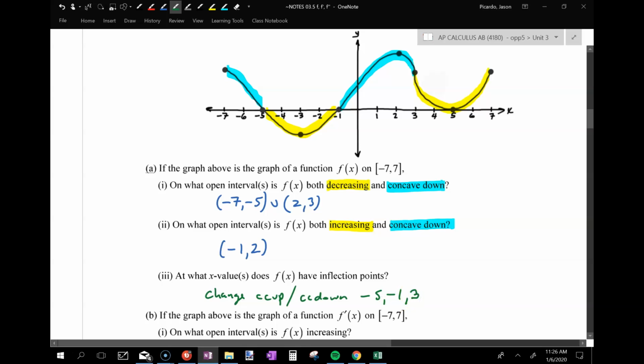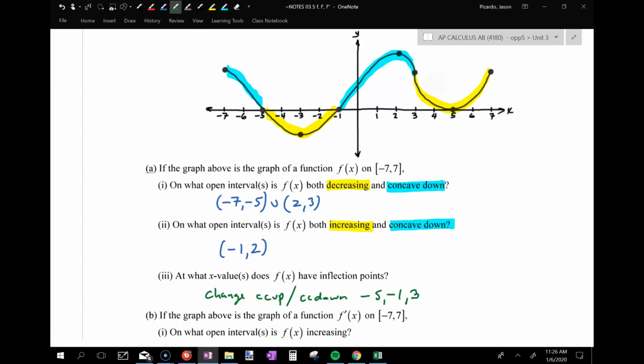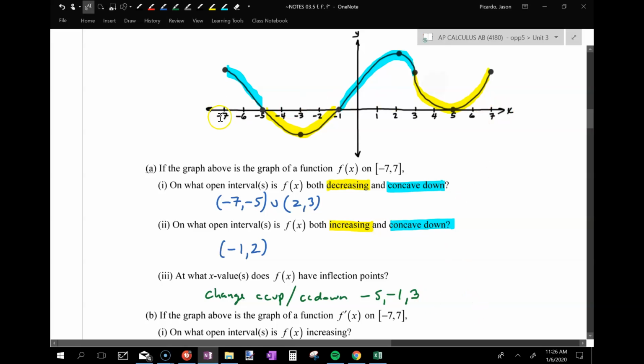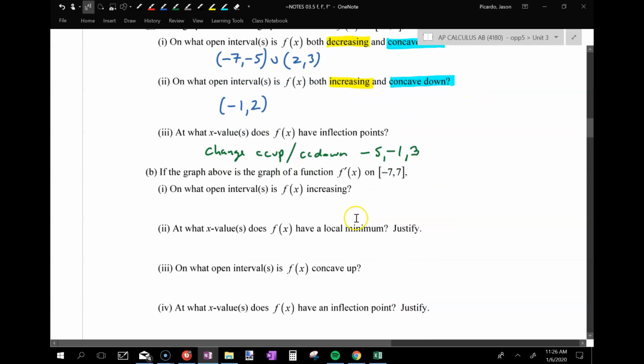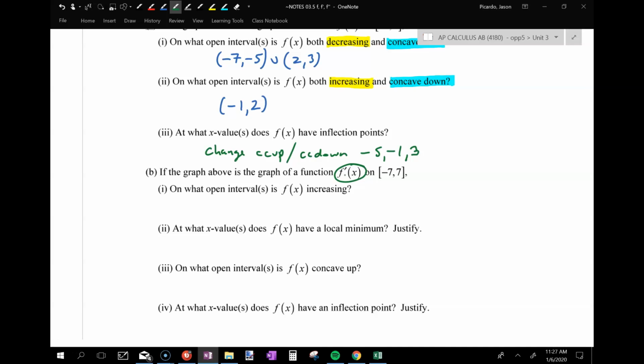All right. Brandon, good? Right? Now here's the thing, guys. These are easy because I was actually looking at the graph, right? So this is f of x. If this is f of x, that's not too difficult to answer, is it? Okay, but what happens when it's not f of x? What happens when the graph above is the derivative, right?